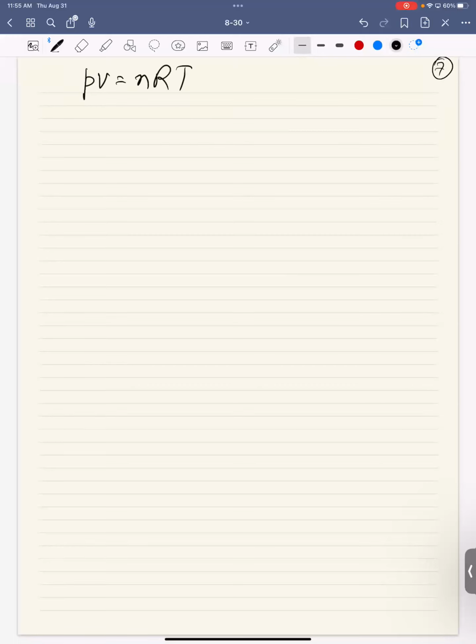Is this a fundamental equation? No. It's okay if you don't know. It's an equation of state, right? So I want to make this distinguishing feature. This is an equation of state, while S is equal to S of N, V, E is a fundamental equation.